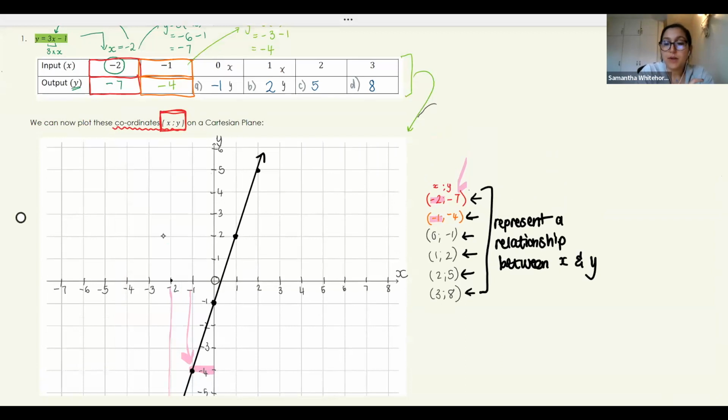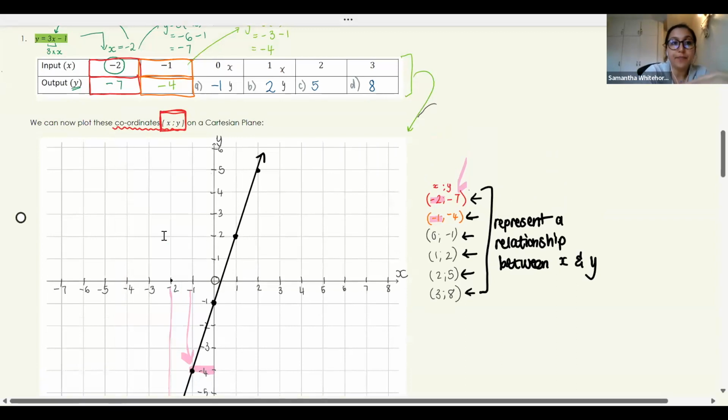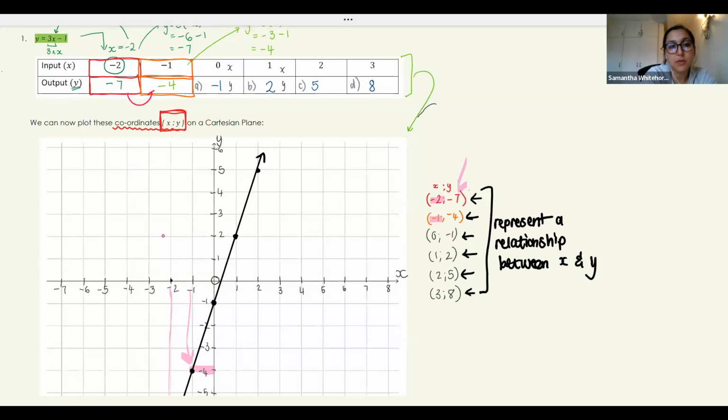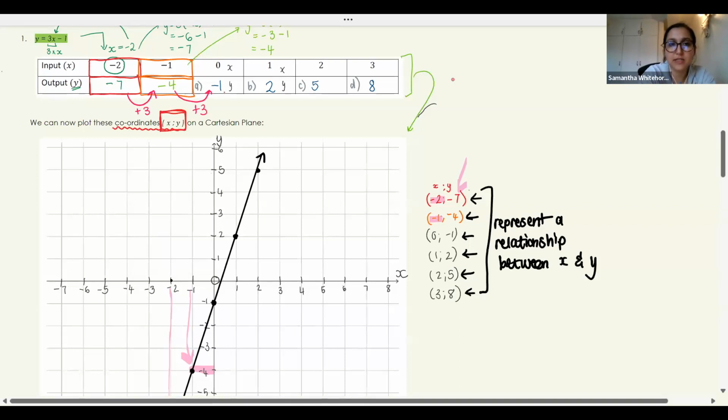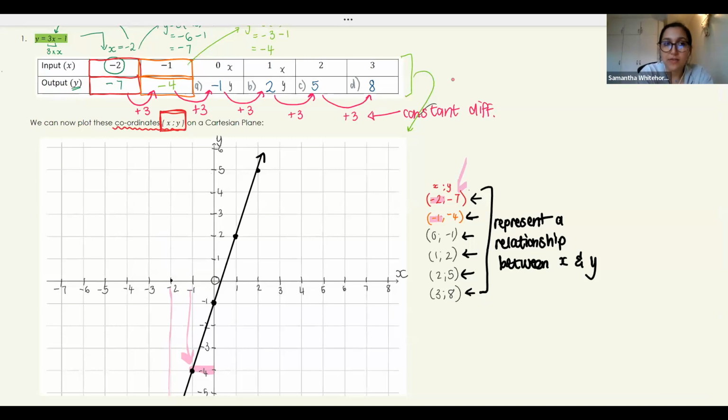Okay, so guys, remember we've spoken about the fact that graphs essentially represent a pattern. It's X and Y. So if we look at our Y values and we try and establish what the pattern is, we can see that to get from one Y value to the next, I am adding 3. So -7 plus 3 is -4. -4 plus 3 is -1. -1 plus 3 is 2. 2 plus 3 is 5. 5 plus 3 is 8. So what we are doing is adding a constant value each time, which we call a constant difference, to get from one Y value to the next.